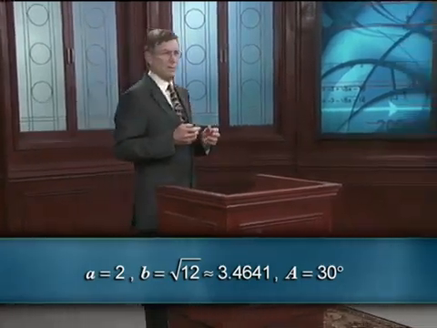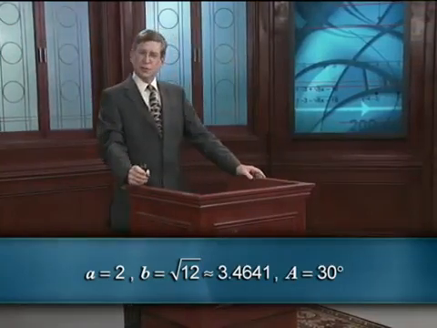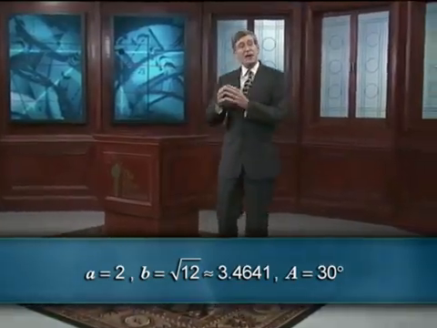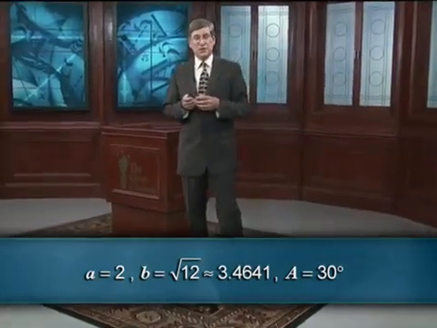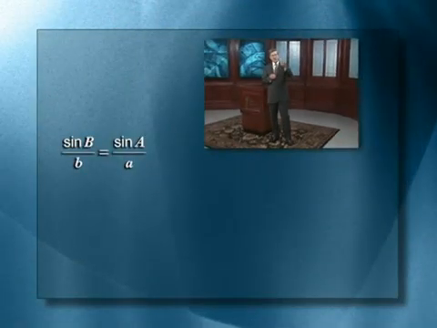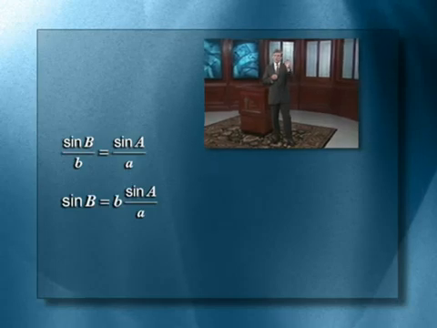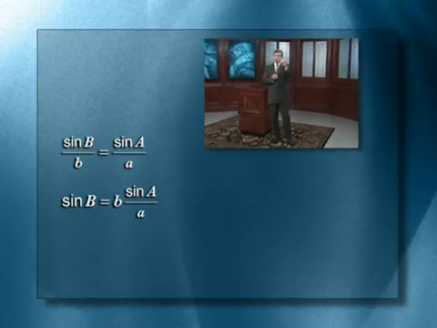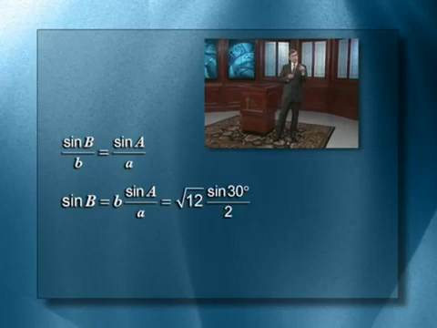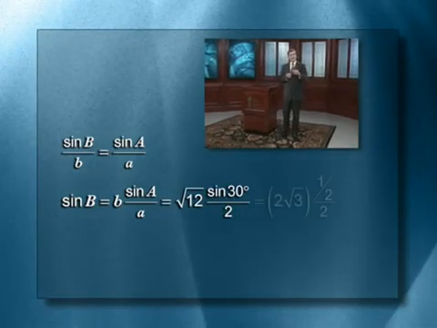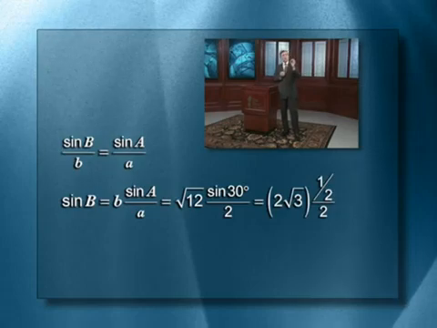So there's the setup. A is 2, B is the square root of 12, and the angle at A is 30 degrees. All right. Let's use the law of sines, of course. Sine B over B is sine A over A. So sine of B will be B sine A over A. We know all three characters. Square root of 12 times sine 30 divided by 2. And that turns out to be 2 square roots of 3.